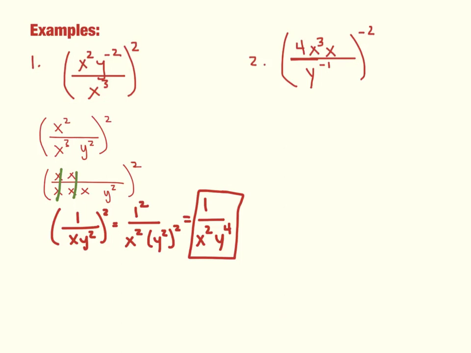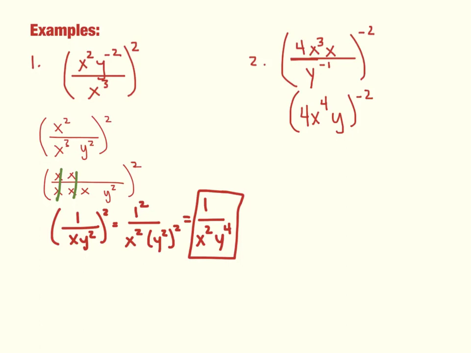The last one I'm going to look at is 4x cubed x over y to the negative 1, all to the negative 2 power. Just like last time, I'm going to start by simplifying what's inside the parentheses first. So 4 times x cubed times x is 4x to the 4th. And then that y to the negative 1, it's saying, hey, I'm in the wrong spot. I should be in the numerator. So it's going to move up and become y to the positive 1. I don't have to write the positive 1, but you can.